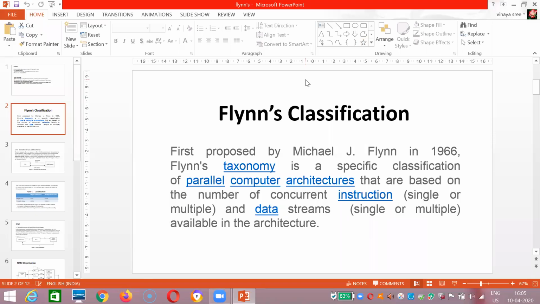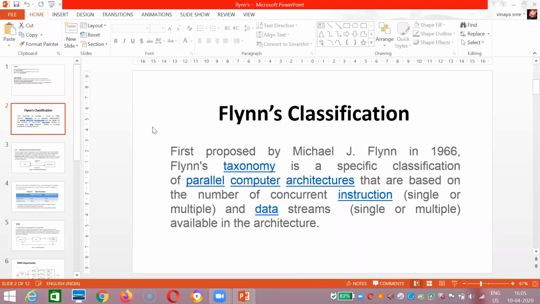Good evening all. Today we will start our fifth unit topic, which is very important for your external exam, called Flynn's classification. Flynn's classification, I have already given an introduction, but I want to repeat it once again as this is a 100% expected question for your exam.